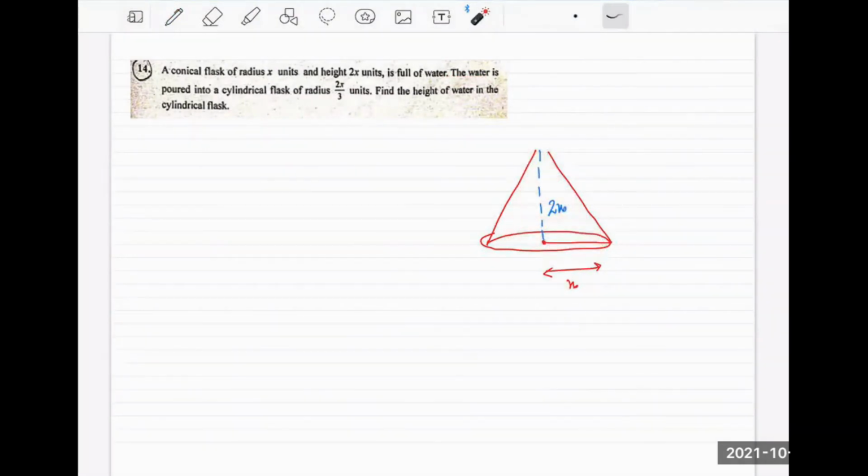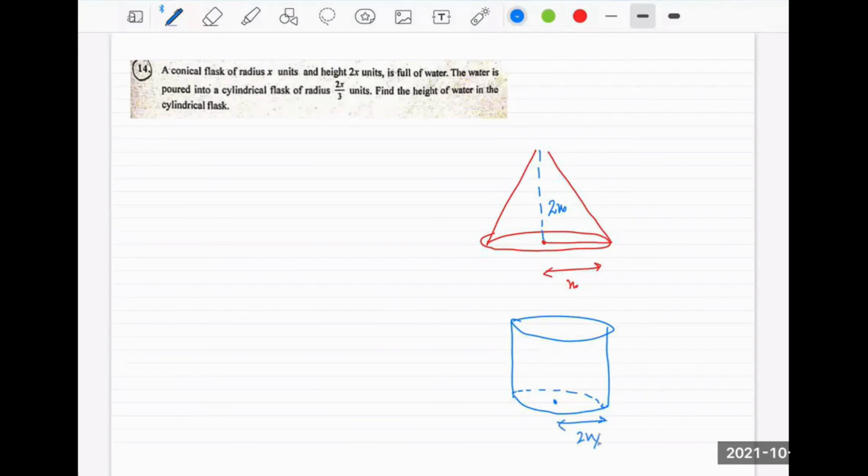The water from here is poured into a cylindrical flask. We have got a cylindrical flask, and the radius is how much? The radius is twice x by 3. So the water from here is poured into the cylindrical flask. The height of the cylindrical flask is not given. But when you pour the water, let's say the water fills up to here only, up to this level only. So how much height should the water be filled up to in the cylindrical flask? That's what the question is asking. Find the height of the water in the cylindrical flask. Let's say the water is up to here only. So the question wants to know how much is the height of the water.